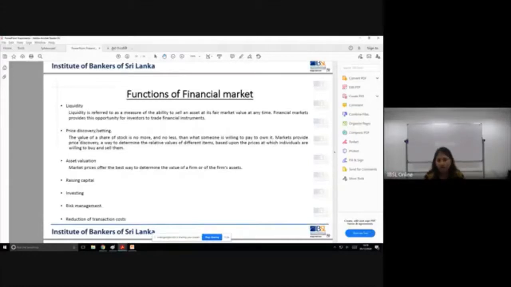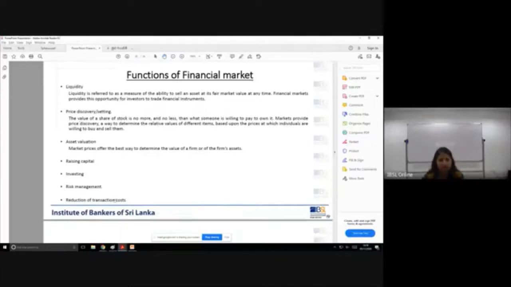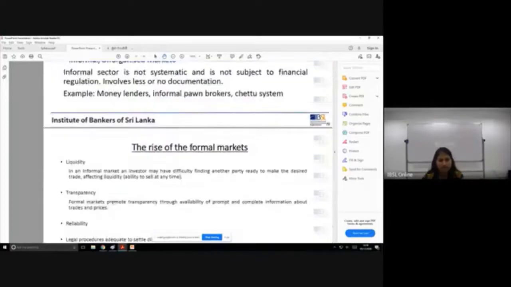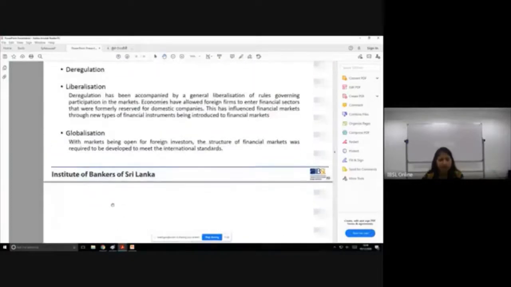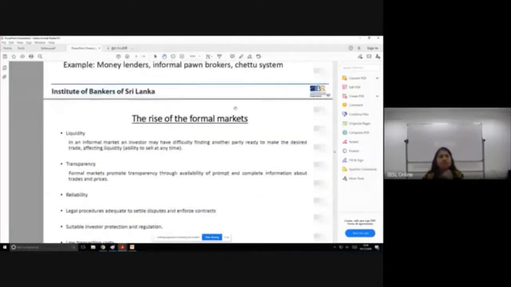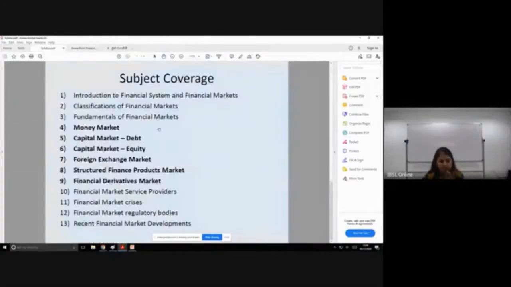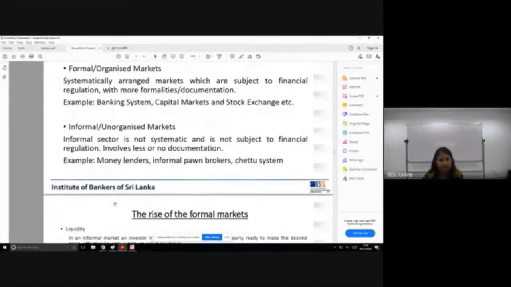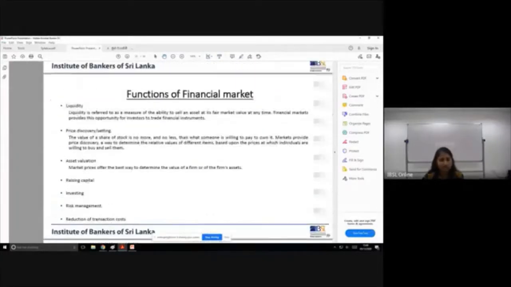I think we have to wind up, and now next class, let's start off from this point. We have only a few slides to get in. And after we finish it off, we will move into our second chapter next week, classification of financial markets. So with that, we'll wind up for today from this point onwards.